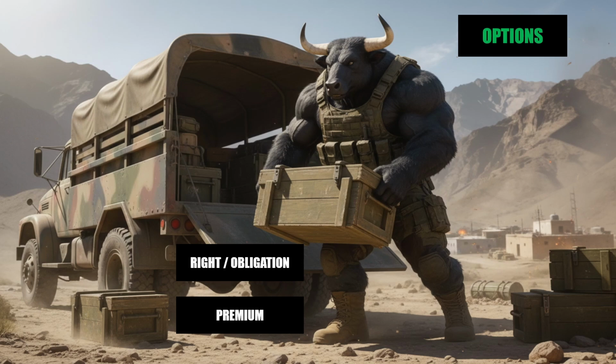If the option expires worthless because the price never moves in your favor, you lose 100% of the premium you paid and nothing more. For the option seller, that premium becomes pure profit if the option expires worthless, but they carry the obligation to deliver if the buyer exercises.